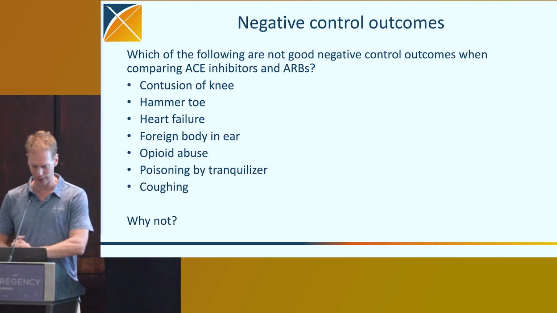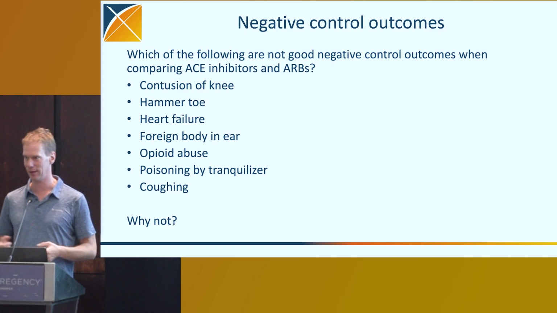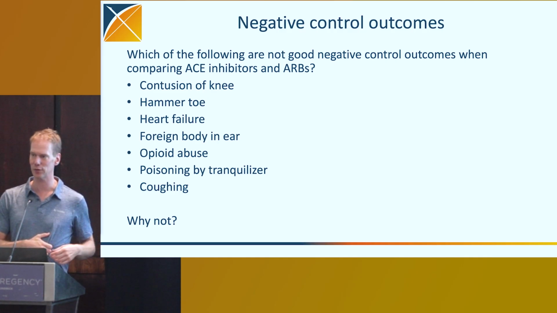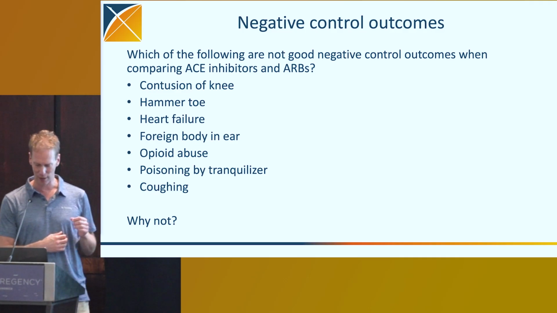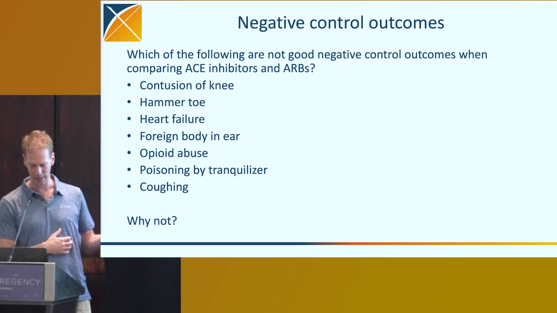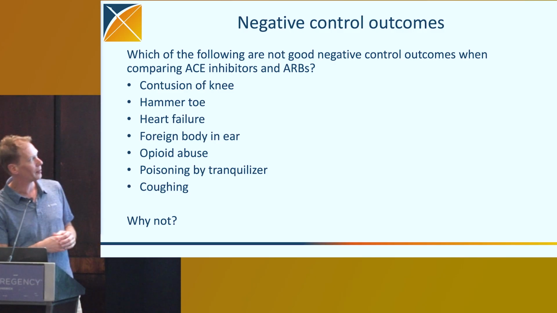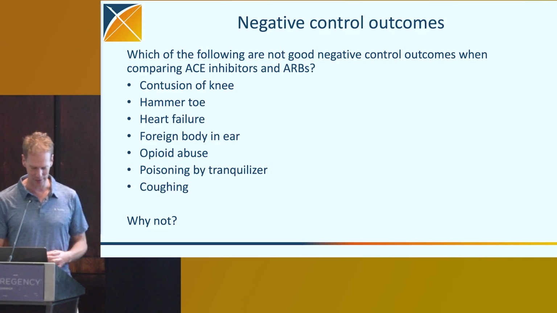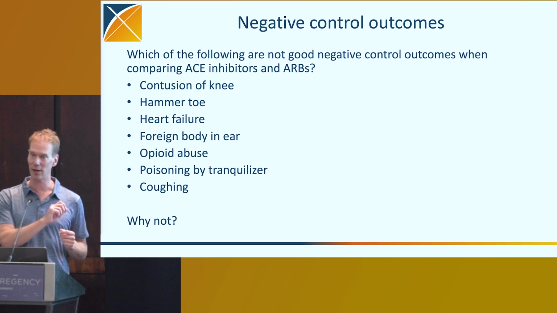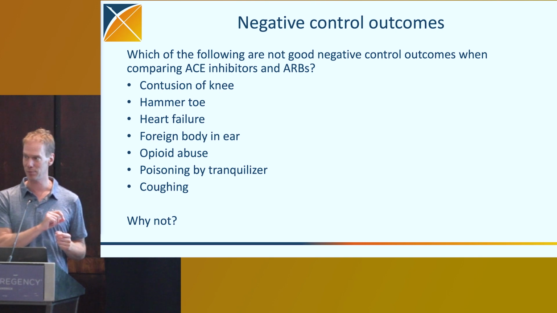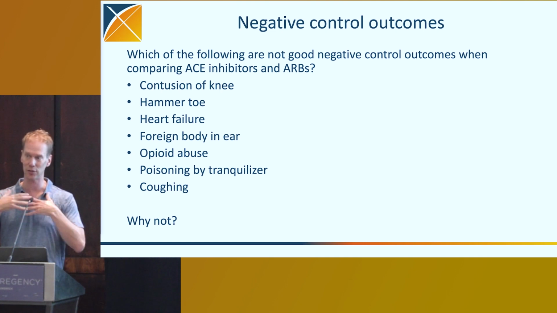And then I also mentioned a little bit about negative controls. These are, I think, very important to evaluate whether you have bias. I will go into negative controls a little bit more later on. Basically, we were looking for outcomes that are not caused by either ACE inhibitors or ARBs. So let's do a brief show of hands if you think something is a good negative control or not. It cannot be caused by ACE inhibitors or ARBs, which means it also cannot be prevented by them, but it has to be a causal relationship, not just an association.